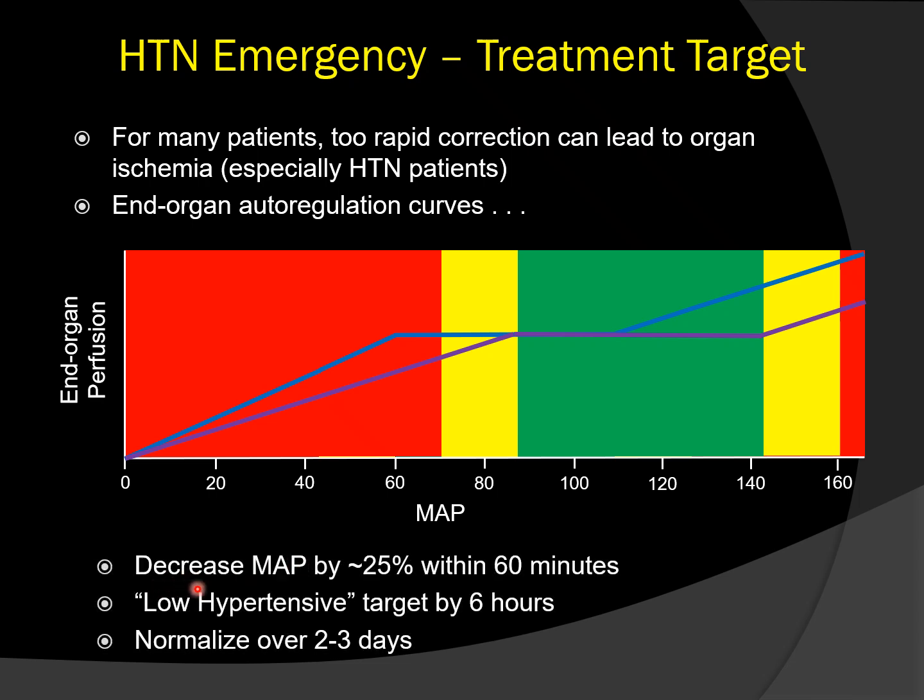So for that reason, we'll decrease the mean arterial pressure by only about 25% within 60 minutes, not to normal. And then we'll still target either low hypertensive, let's say 140 over 90, or high normal, 130 over 85, within 6 hours, but we certainly don't want to have a perfectly normal blood pressure within 6 hours. We can then slowly normalize the blood pressure over several days, and this allows this autoregulation curve to slowly move back towards here. The body will readapt and start to regulate the blood pressure around the more reasonable target range.